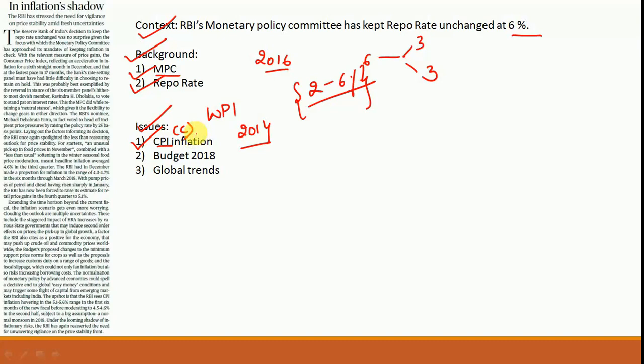Also, there is a pickup in the global growth. There are rising oil prices. All of these issues have led to increased inflation in the economy, as a result of which the Monetary Policy Committee has taken a decision to keep the repo rate unchanged at 6%.